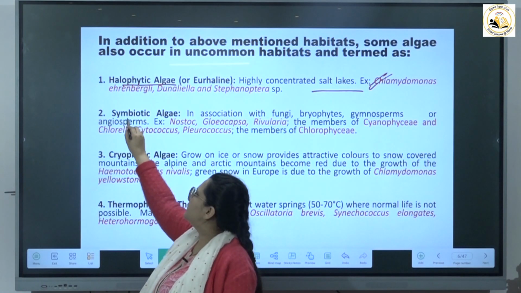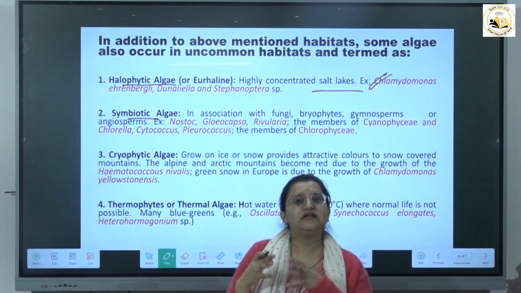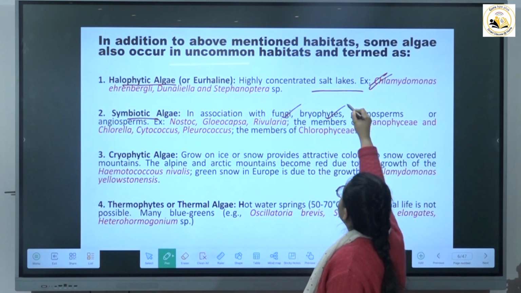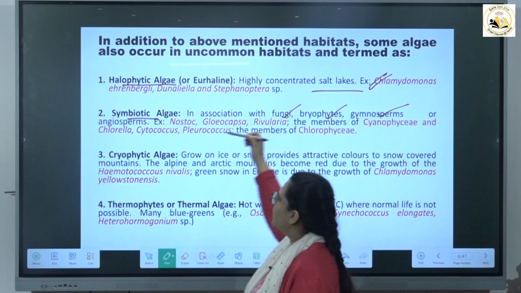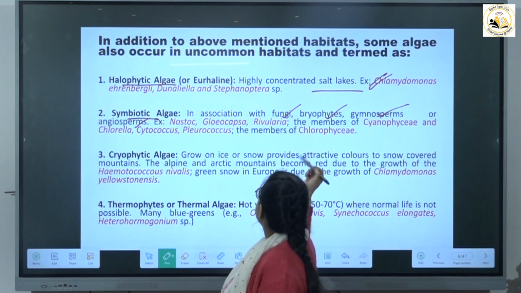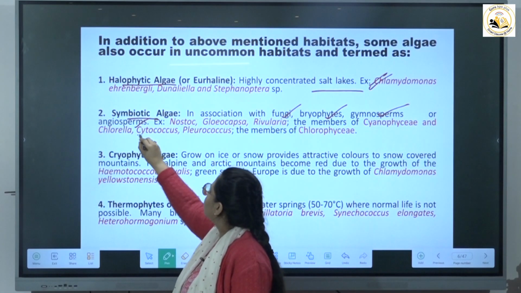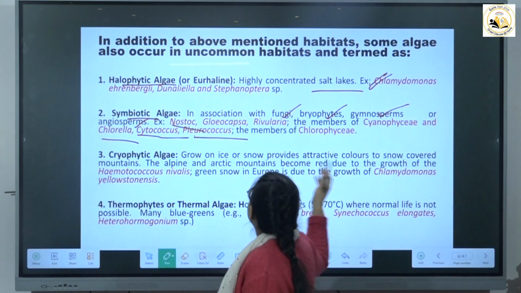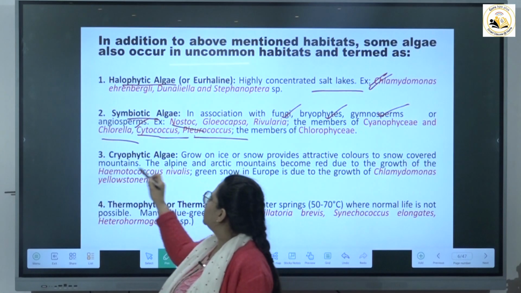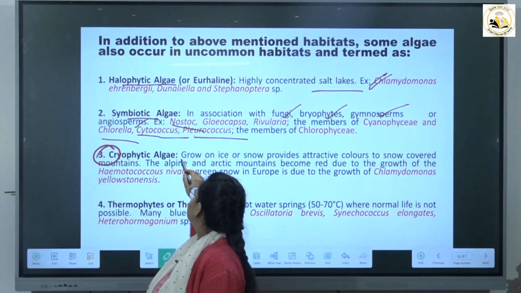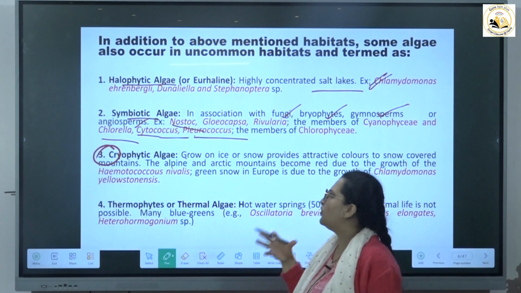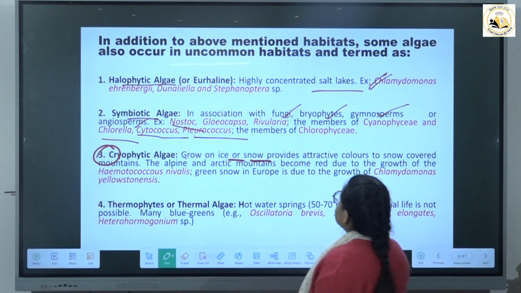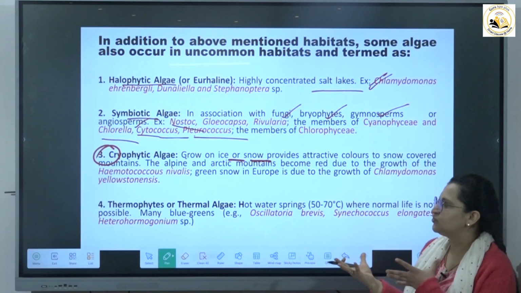Now the second one is symbiotic, that is in association with other organisms, like in association with fungus, bryophytes, gymnosperms or angiosperms. The examples are Cytococcus, Pleurococcus, Chlorella, Nostoc and many more which are given over here. Now the third one is cryophytic algae, which grow on ice or snow in cold places, and they provide attractive colors to the snow mountains.